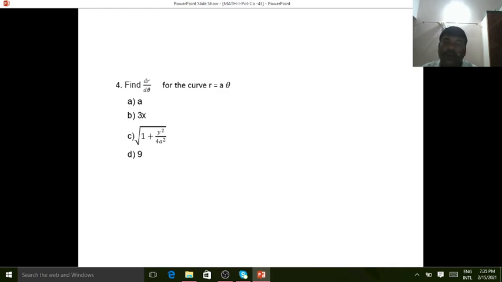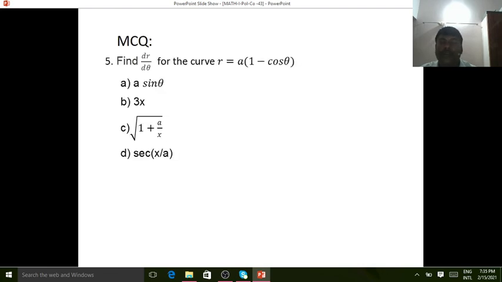And the fourth one: find dr by d theta for the curve r is equal to a theta. The answer is A, that is a. And the fifth question: find dr by d theta for the curve r is equal to a into (1 minus cos theta). The answer is a sin theta.